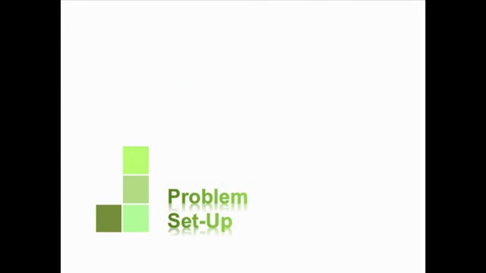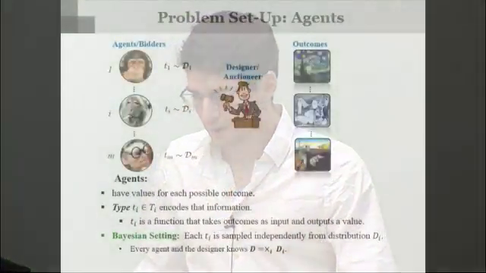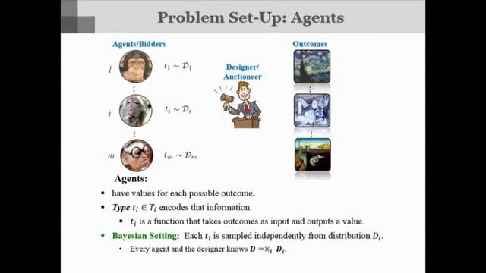Okay. So I'm going to set up the problem, and then afterwards I'll describe a series of papers that culminates in this result. Okay, so the setup: there's going to be some central designer, and there's going to be some agents, and there's going to be some possible outcomes that the designer is allowed to choose. And the agents are going to have a value for each possible outcome that denotes how happy they are with that outcome. I'm going to say that this information is stored in their type. So for the rest of the talk, just remember T stands for type. And T is going to be a function that takes as input an outcome and outputs that agent's value. Okay, so how happy they are.